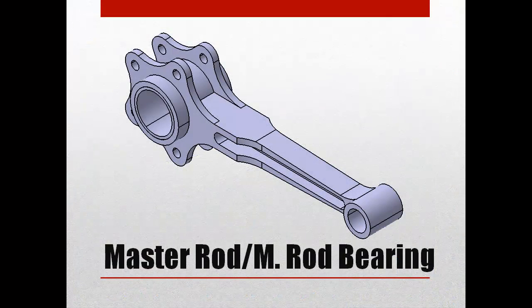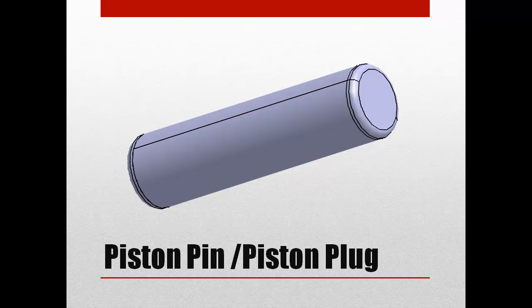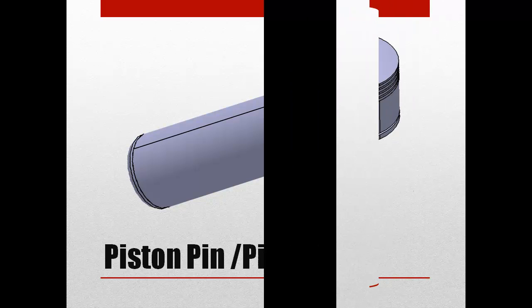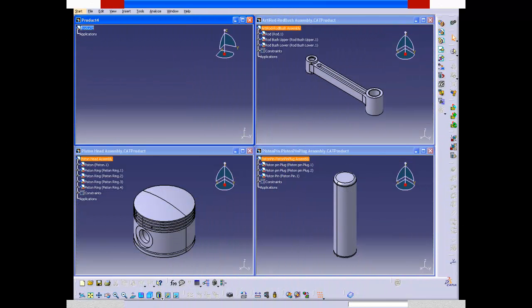Techniques before can be applied to the master rod and master rod bearing, as well as the piston pin and piston plug assemblies. Next is assembly of piston head, piston pin, and articulated rod. Open each part in assembly window.